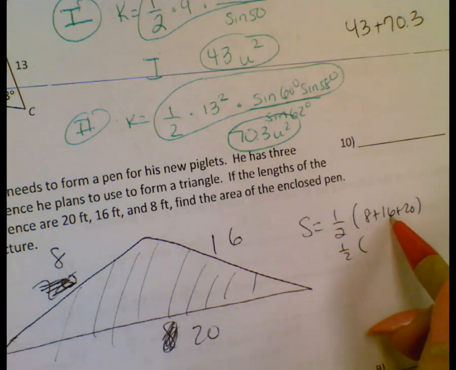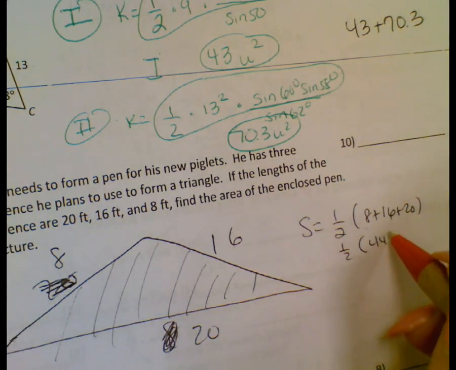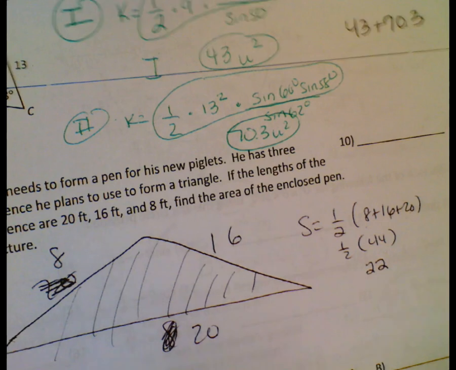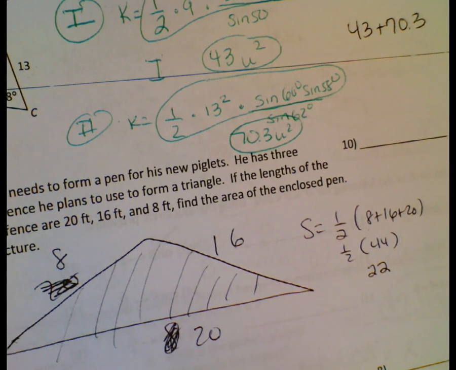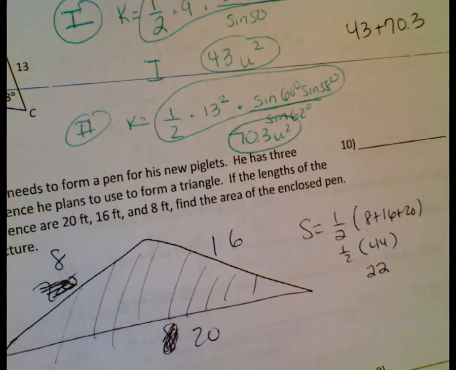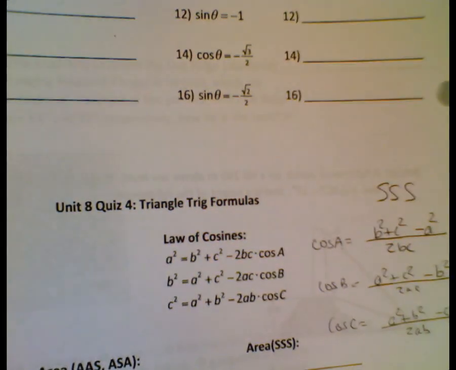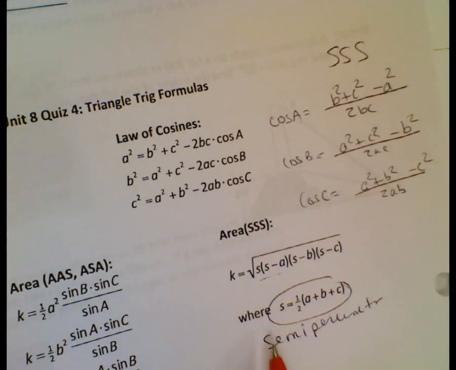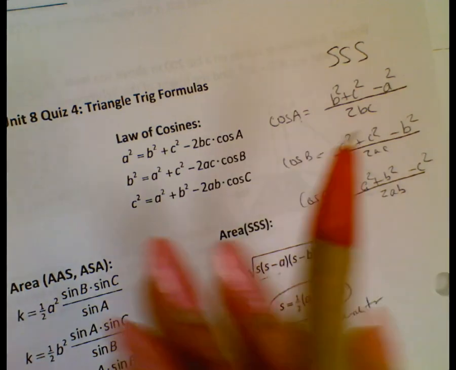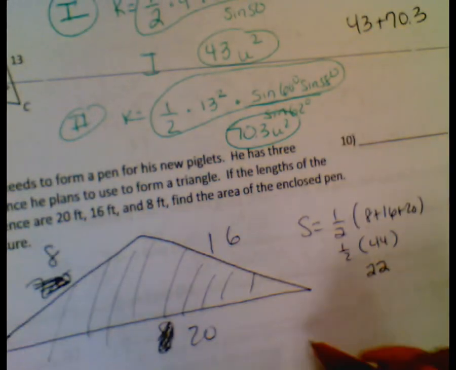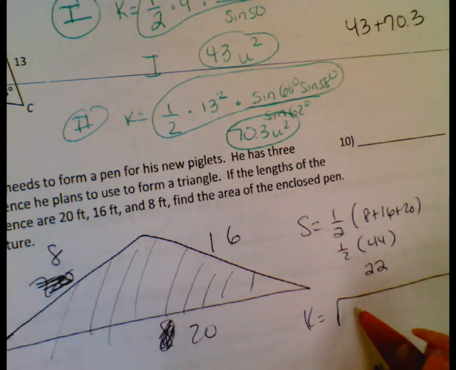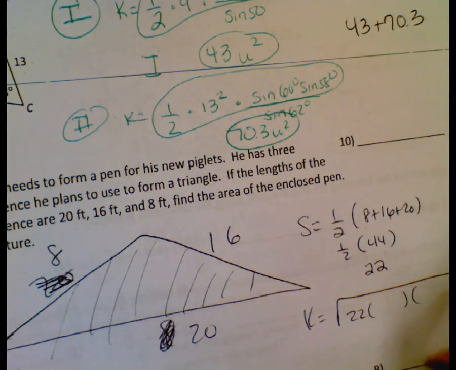8 plus 16 is 24. 24 plus 20 is 44. And half of that is 22. That's not your answer. That's the S. The formula is right here. It has 4 S's in it. S minus A, S minus B, S minus C. That's the area formula. So it's K equals a big square root, and 22 is in there 4 times.